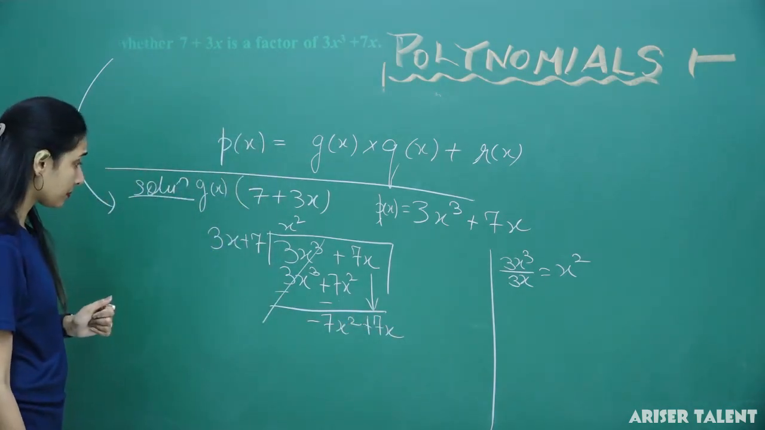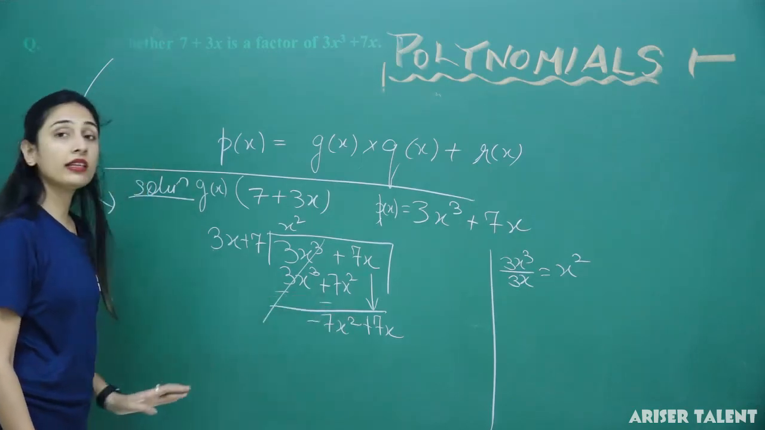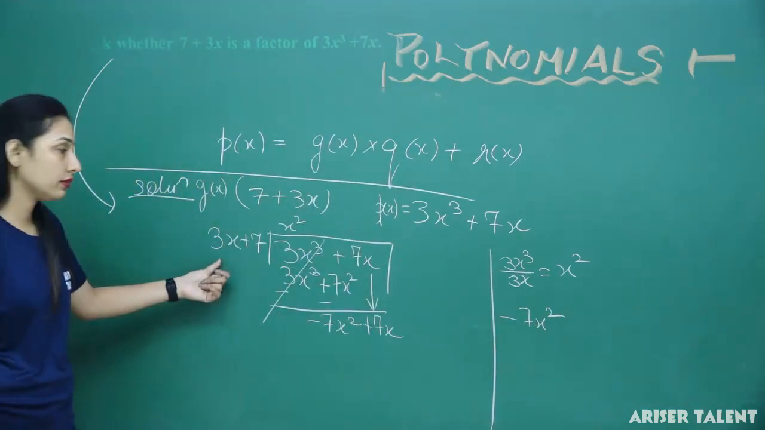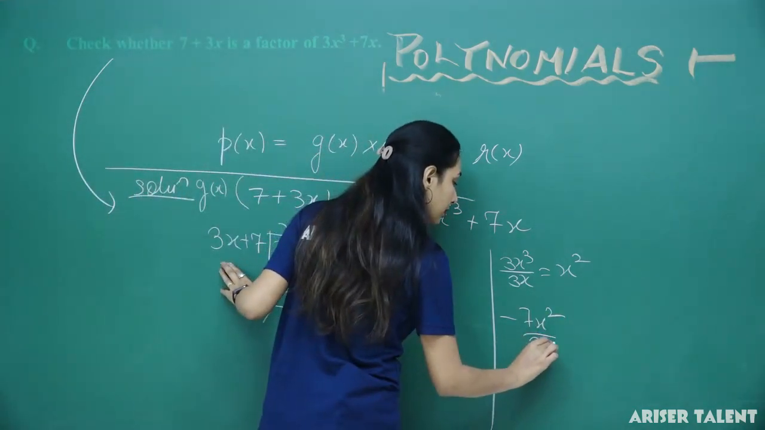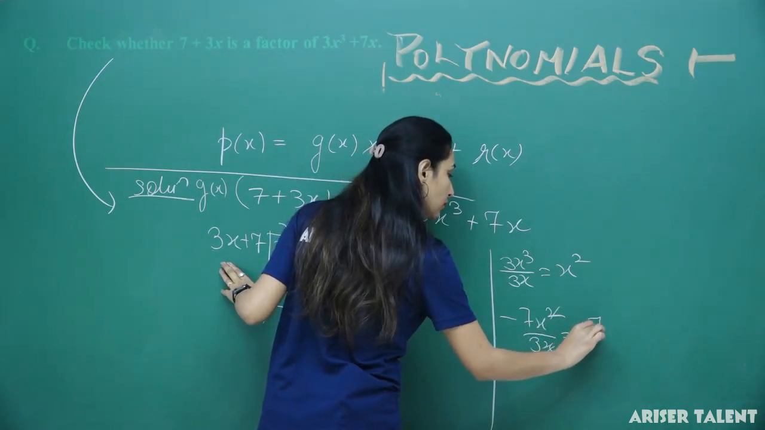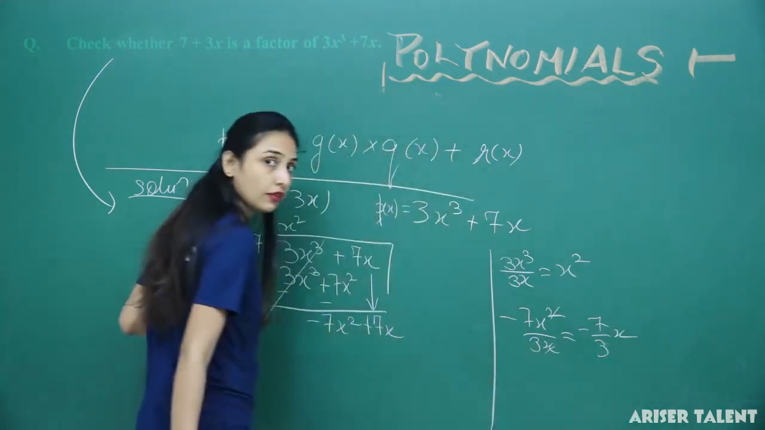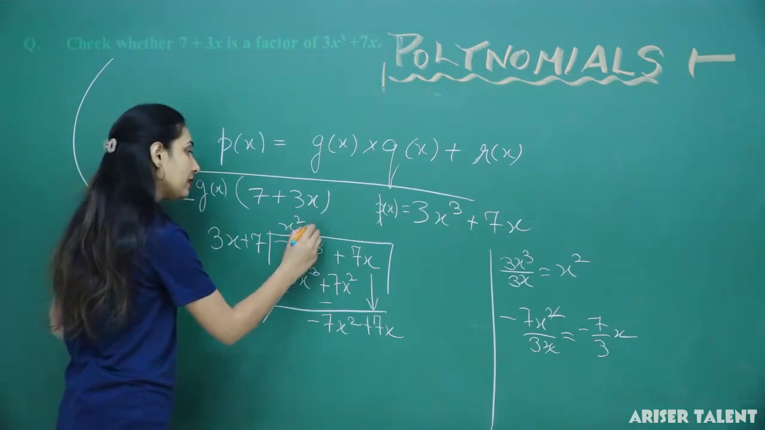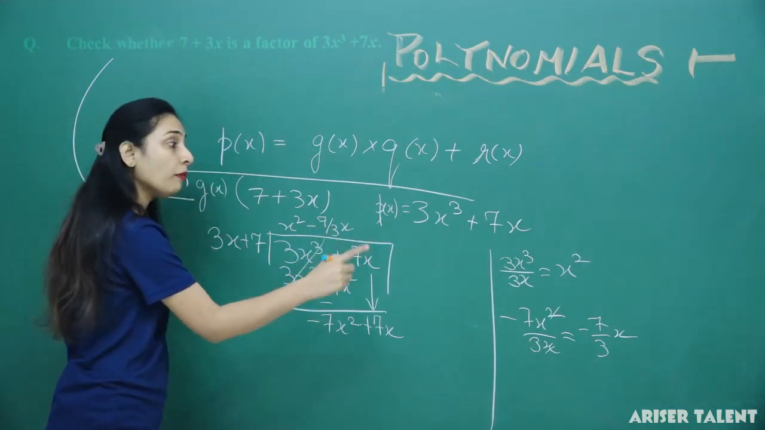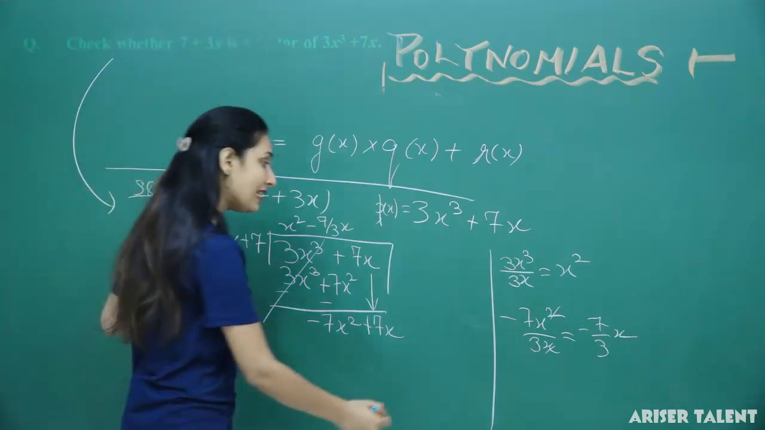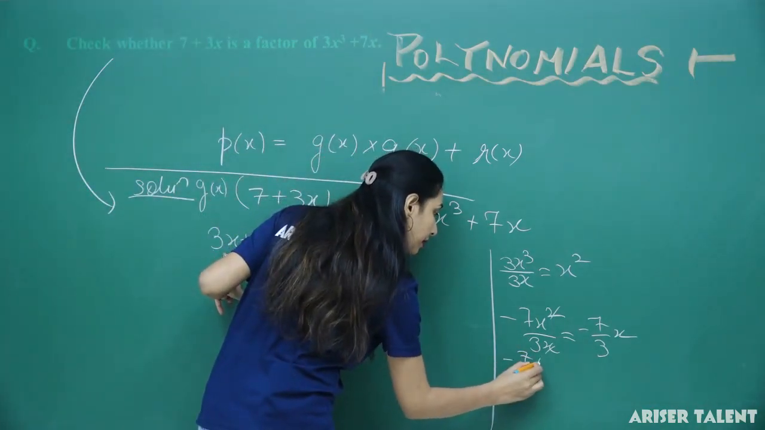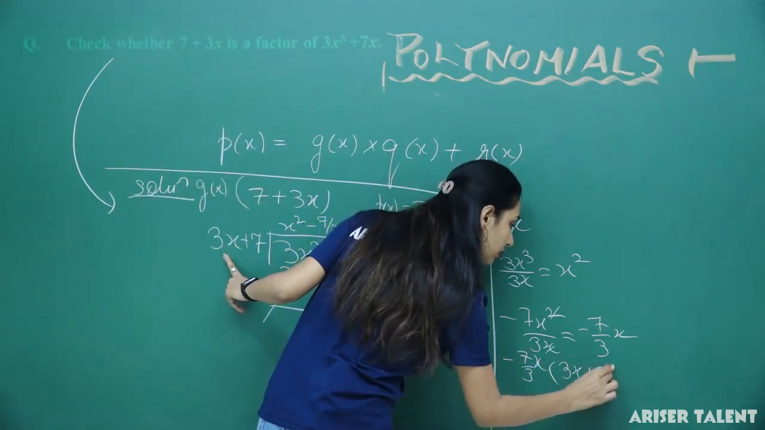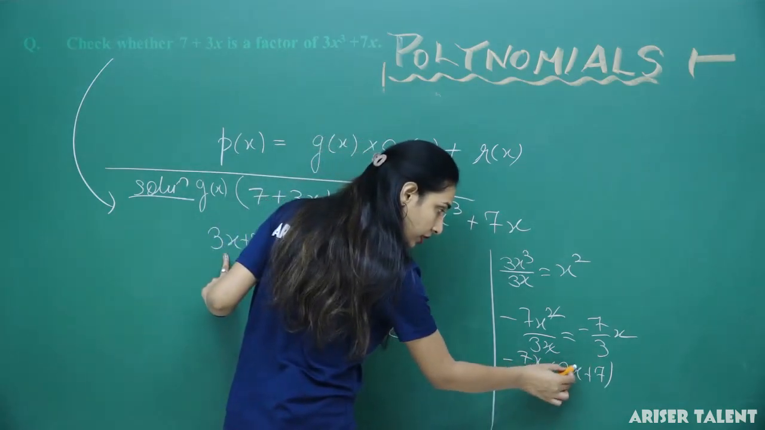So carry forward. Now you are having minus 7x here, and here you are having 3x, that will give you minus 7 by 3x, minus 7 by 3x, okay. So minus 7 by 3x here. Now minus 7 by 3x here, multiply it by 3x plus 7.